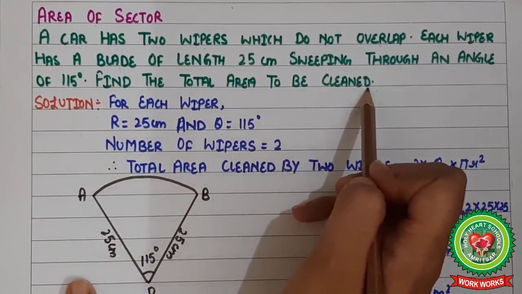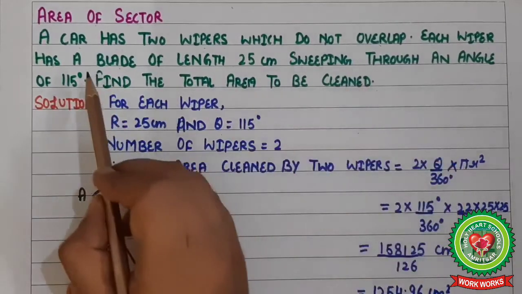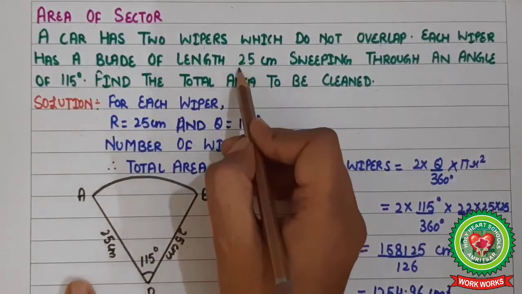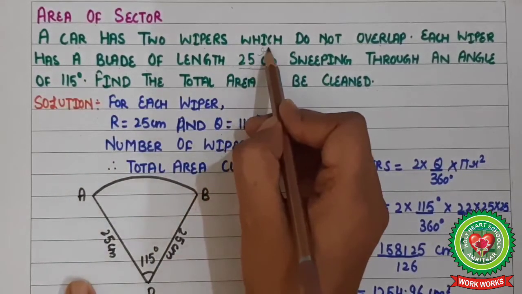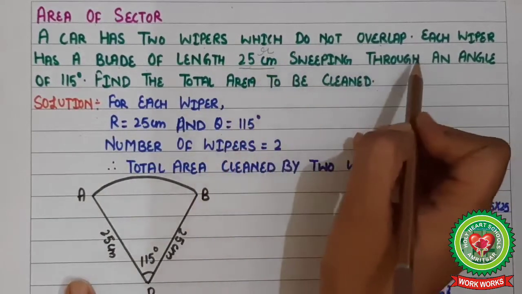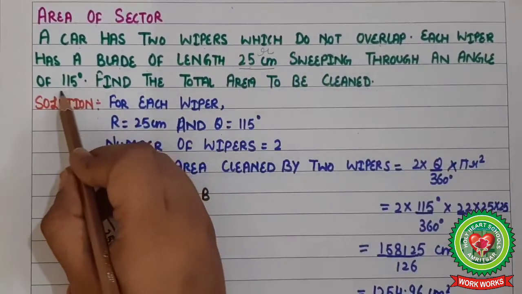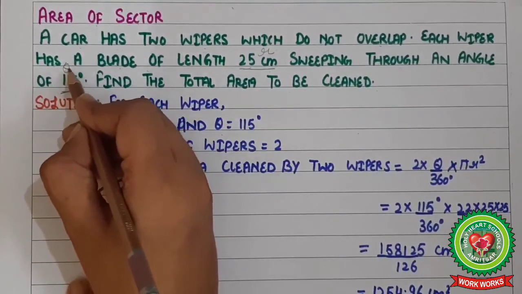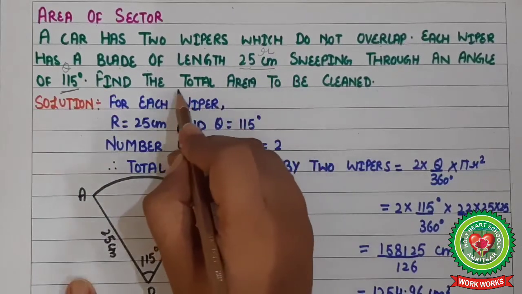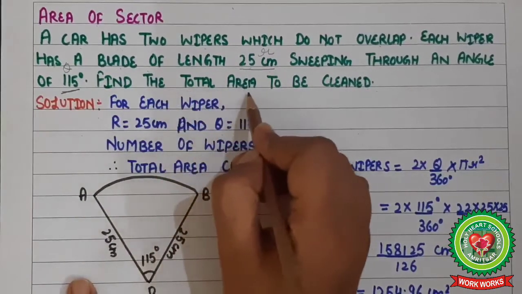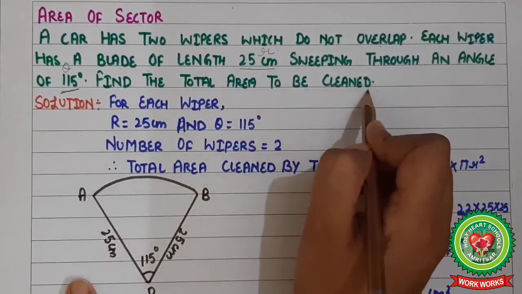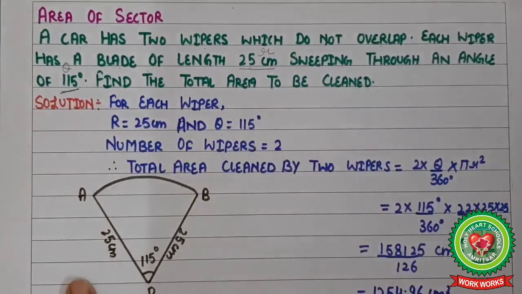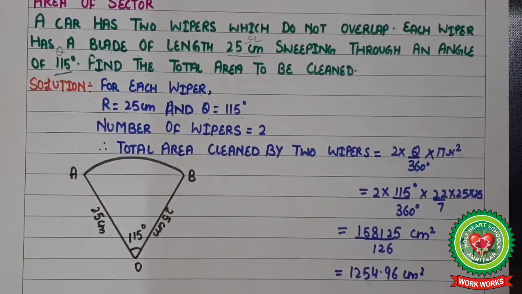So children, see what is given to us in this statement. It is given to us the length of the blade, which is the radius. So it is the value of r. Sweeping through an angle of 115 degree. So this is the angle, the value of theta. And what we need to find? We need to find the total area to be cleaned. So let's start with the solution. See how to find the area. Children, let's start with the solution.